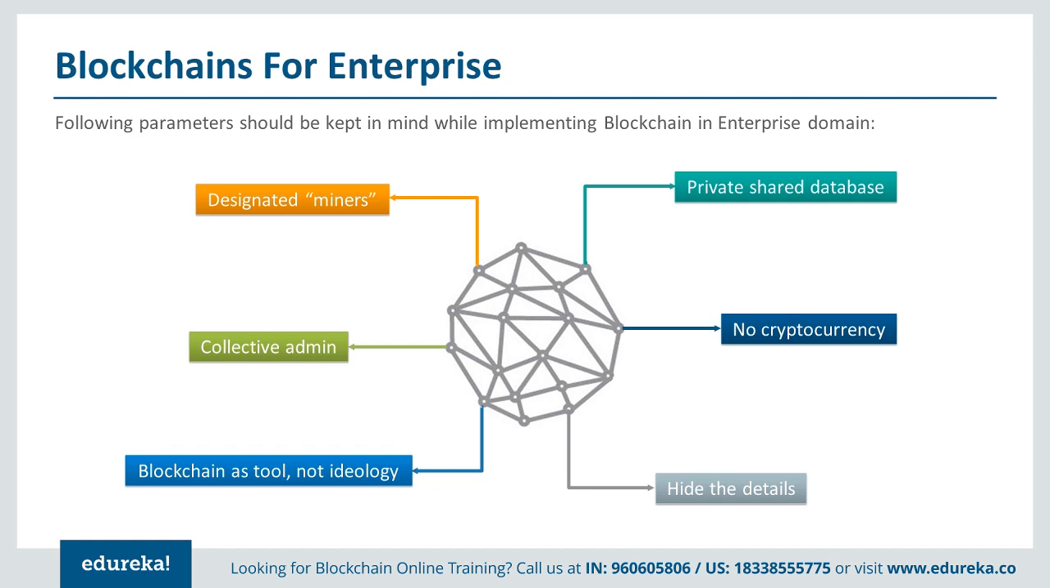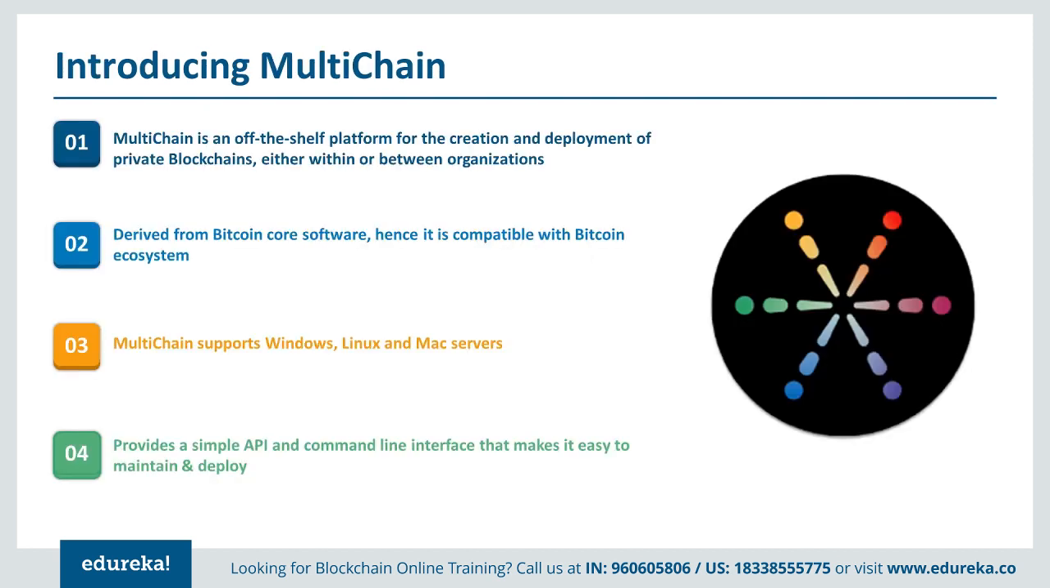It has got a private shared database, which we call a stream. It has no cryptocurrency, so Bitcoin, etc., nothing is there, and the details are hidden, as in any other blockchain network. So multi-chain is an off-the-shelf platform for creating and deploying private blockchains, either within or between organizations.